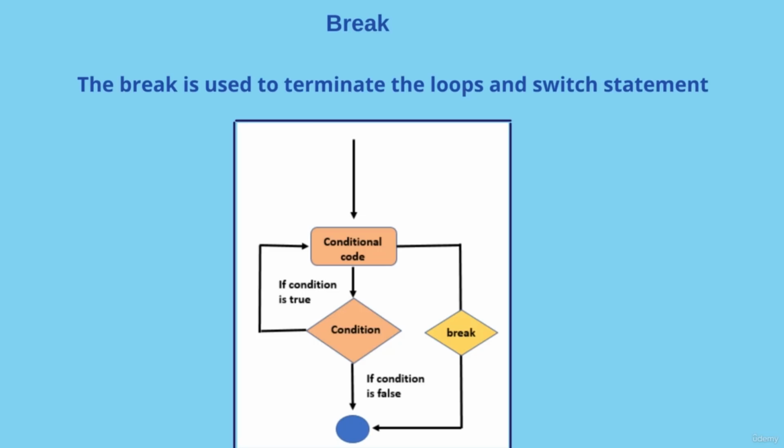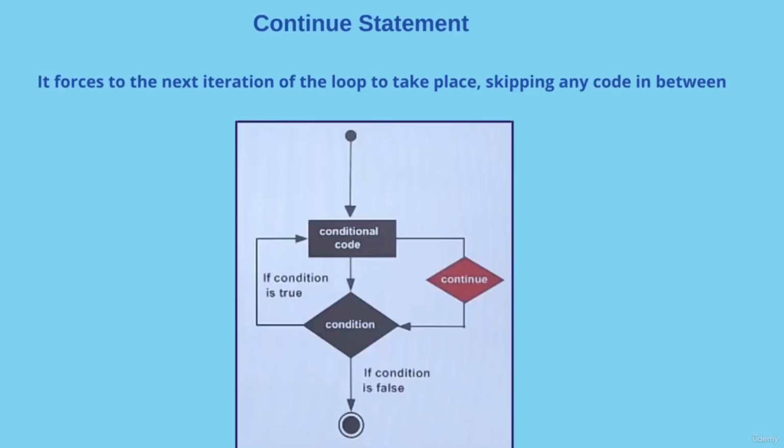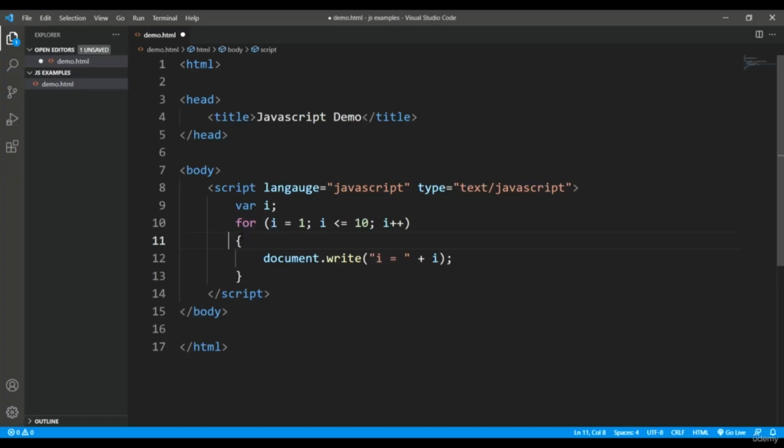But before that, let's talk about continue as well. As break terminates the execution of a loop, continue only skips a particular cycle. Meaning this is the loop which is getting continuously executed, but meanwhile if there is any continue statement, it will skip the execution of all the conditional code of that loop. So let's see practically how we can implement the break and continue statements.